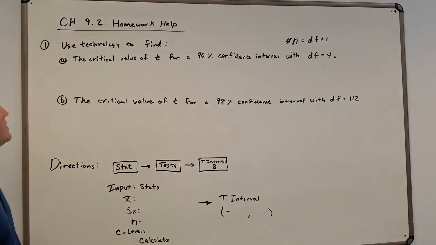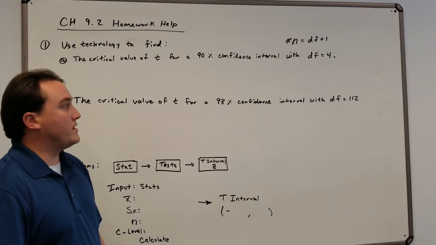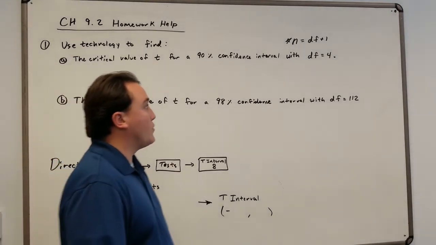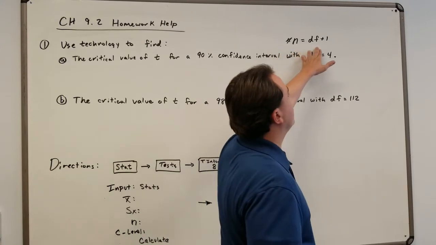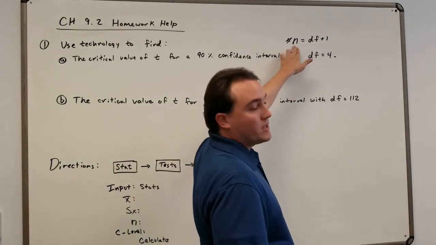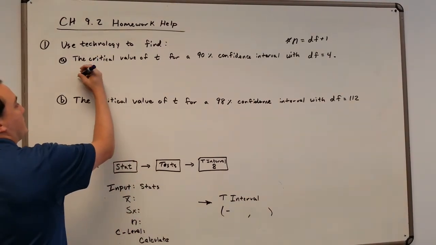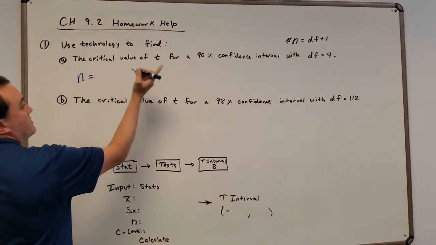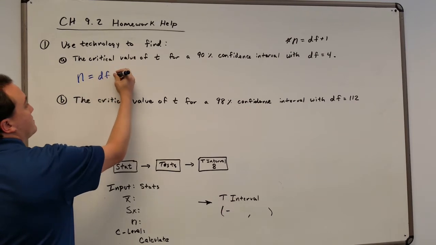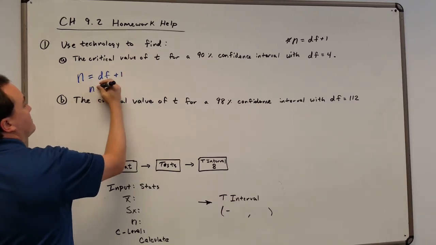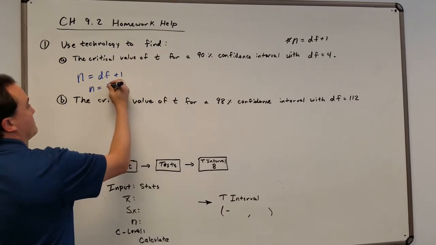All right. So in number 1 on the homework, it says the critical value of t for a 90% confidence interval with degrees of freedom equaling 4. Okay, so first thing you have to do is convert that degrees of freedom to n, because we don't use degrees of freedom in the math we use. So we say, okay, n equals degrees of freedom plus 1. So n equals 4 plus 1 is 5, right?